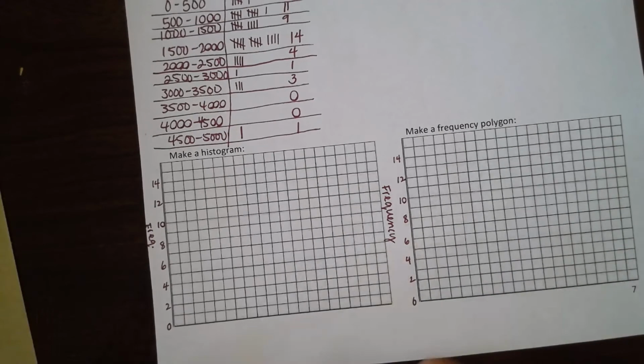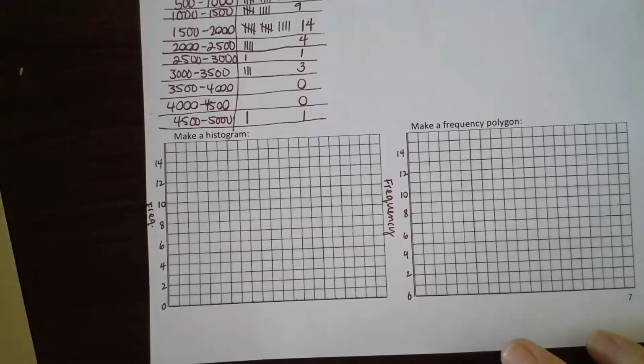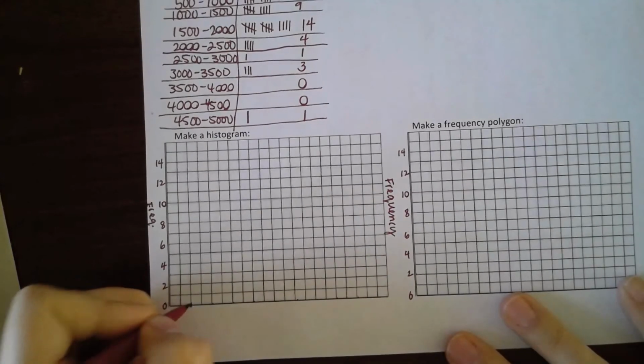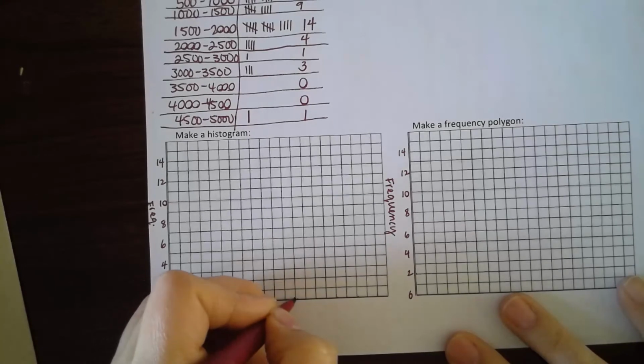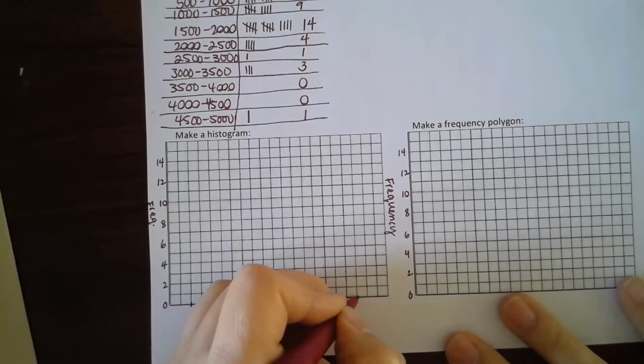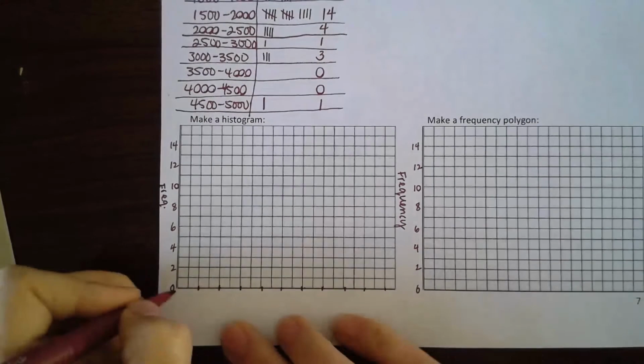So how many spaces? I have 2, 4, 6, 8, 10, 12, 14, 16, 18, 20 spaces. So I can use 2 spaces to represent one interval. Okay, and so again, we always want to start at 0.